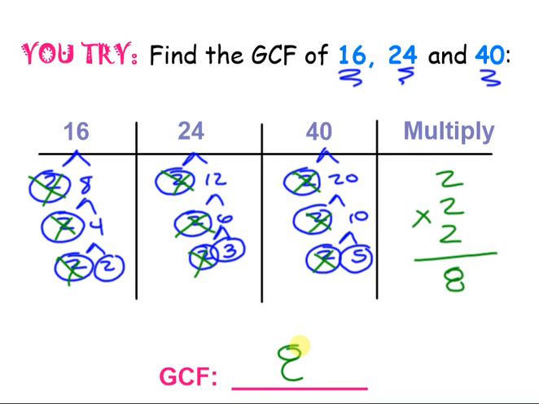All right, pause the video if you're not done and you need more time to work it out. So here you should have been able to bring over 3 2s, but nothing else. You should be left with a 5 in the 40 column, a 3 in the 24 column, and a 2 in the 16 column. Keep in mind you have to have matches in every single column in order to bring it over.